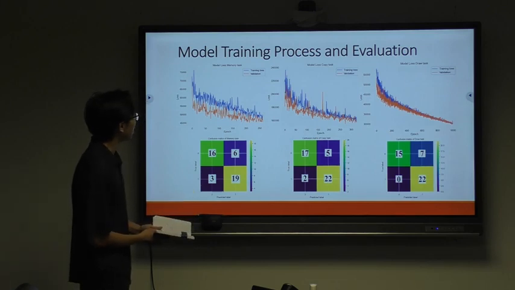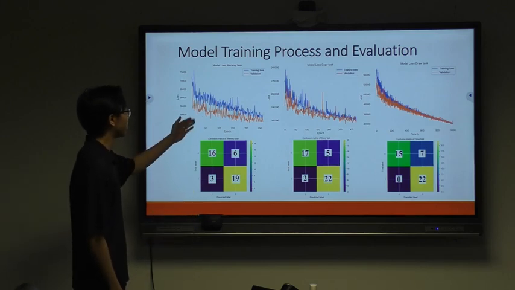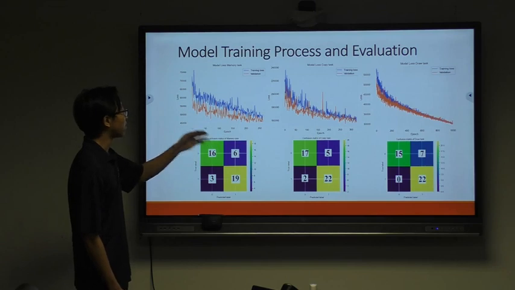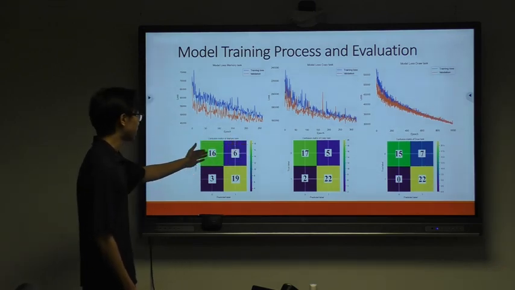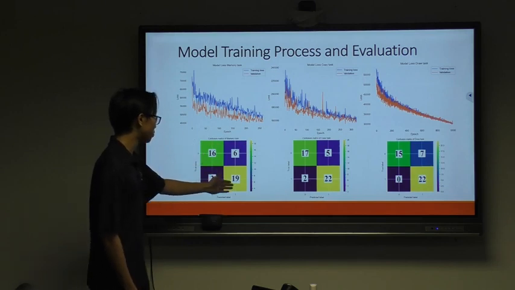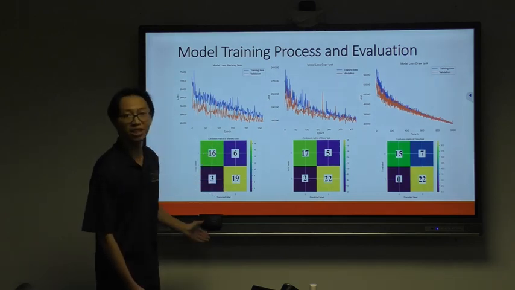As you can see right here, the accuracy improved a lot, in the range of 75 to 80, and we can see the number of true positives and true negatives is pretty high.